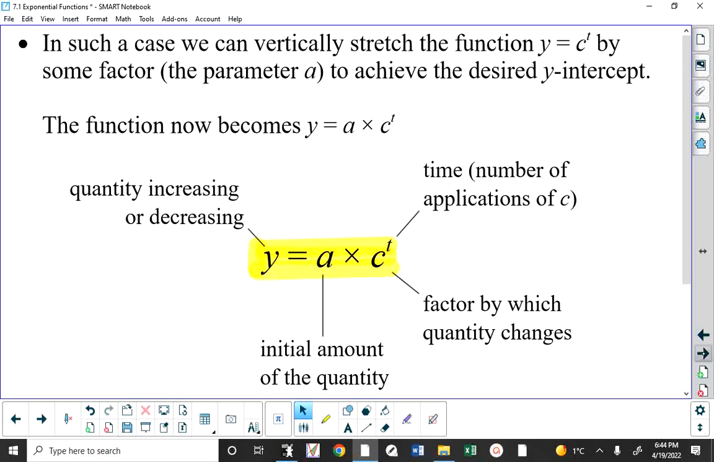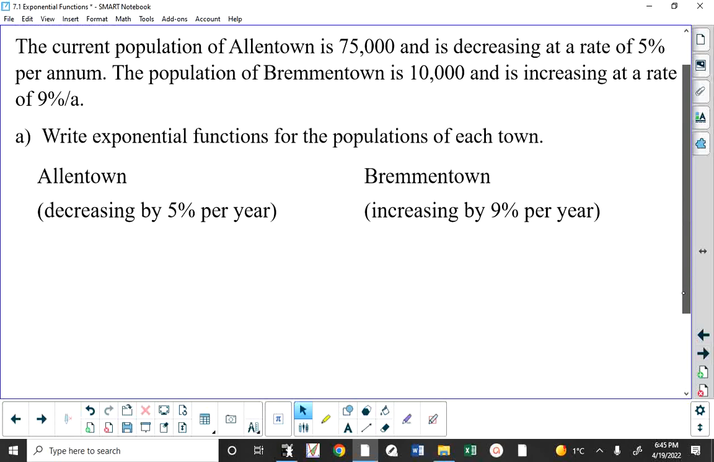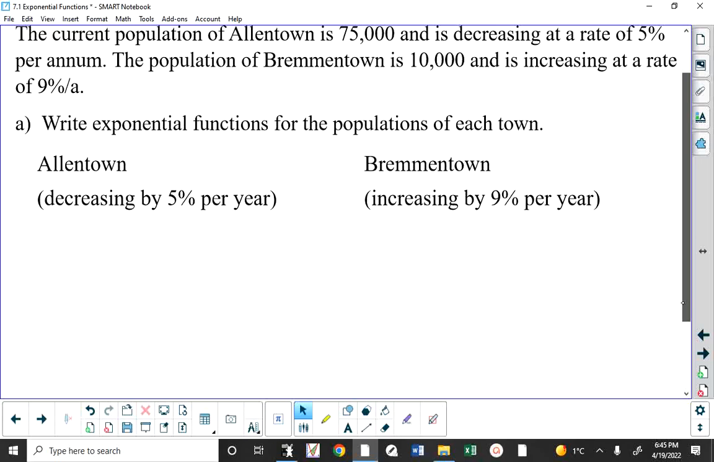So with that loaded into our arsenal, we've got one more example to do. It says in example 4, Allentown currently has a population of 75,000 and is shrinking at a rate of 5% per annum. Annum means annually or per year. Brementown only has a population right now of 10,000, but it's growing at a rate of 9% per annum or 9% per year. So what are the exponential functions for the population of Allentown and of Brementown?